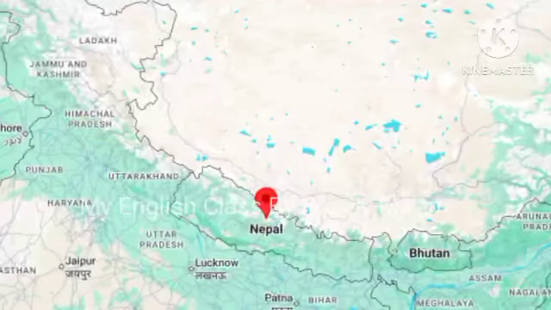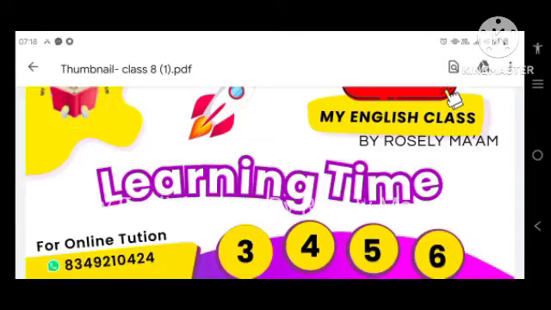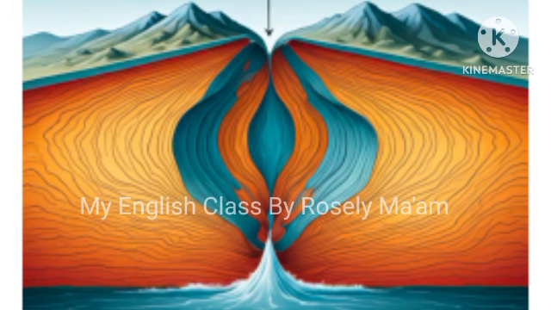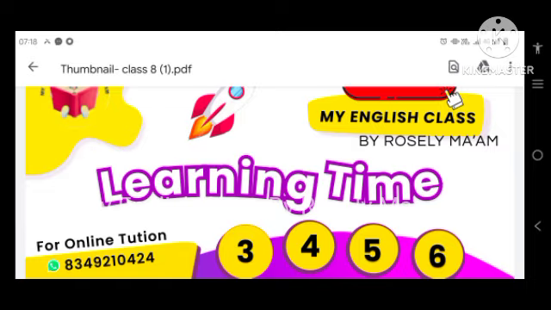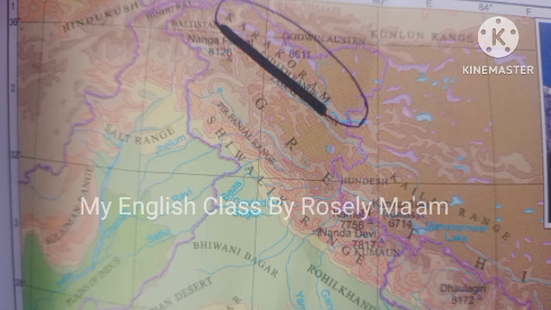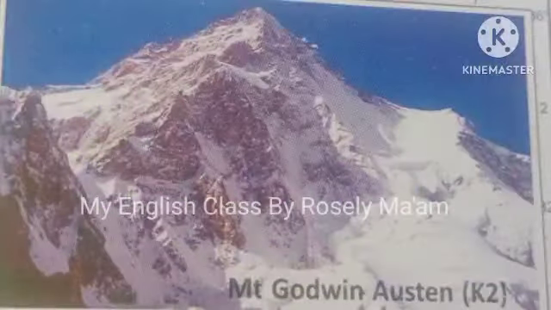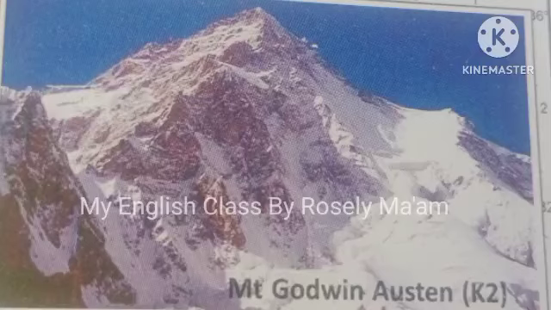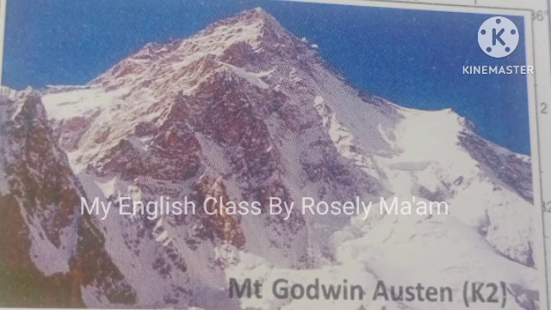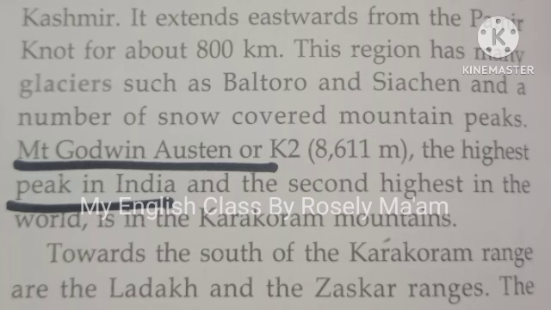These are the highest mountain ranges in the world, and we studied that these are also young fold mountains. The Karakoram mountain lies between Pamir and Indus River in Jammu Kashmir. Can anybody tell me which is the second highest mountain in the world and highest in India? Exactly, Mount Godwin Austen is the second highest peak in the world and the highest peak in India.